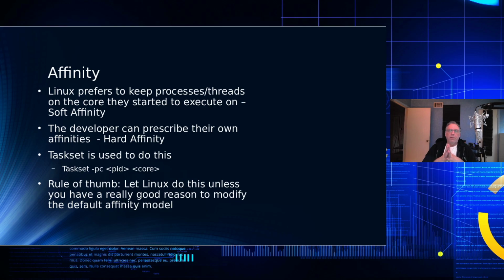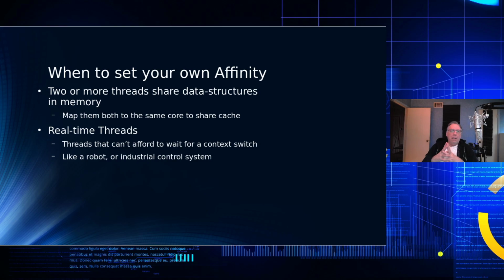Don't use hard affinity unless you absolutely have an application that requires it. Let Linux do it. It does a pretty good job overall of trying to prevent context switches across cores. But there's always some exception that breaks the rule, and there are times when you will want to set affinity.